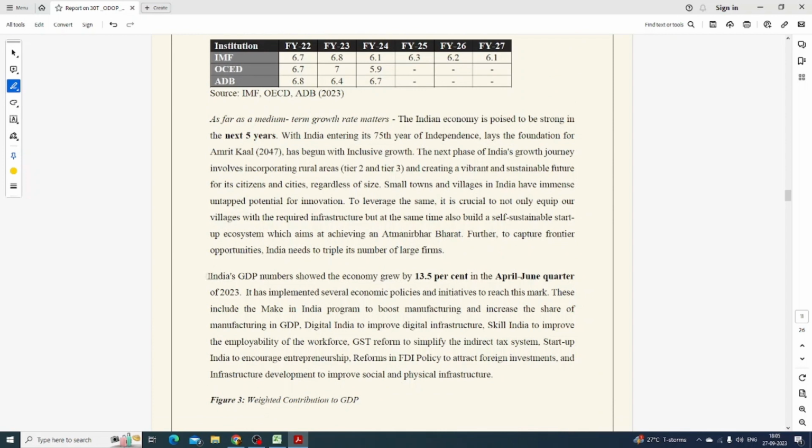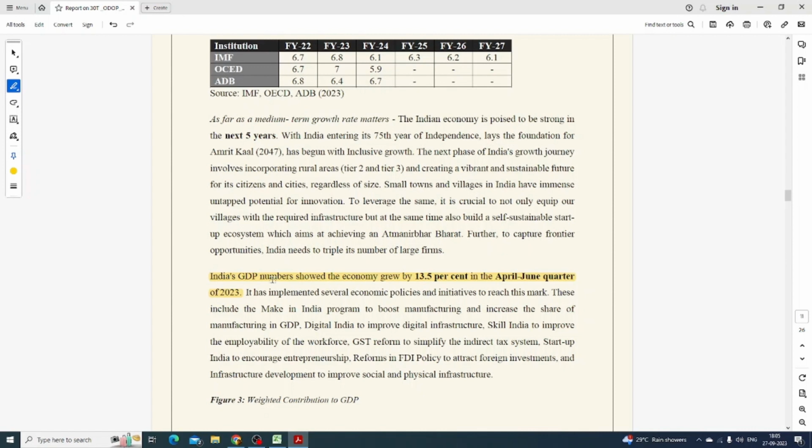Now, after this, we have another point. India GDP numbers showed the economy grew by 13.5% in the April-June quarter of 2023. So you can see, guys, it's the fastest growing economy for this quarter. It's all over the news that our economy from April to June, the first quarter of 2023, had grown by 13.5%. That is basically due to Make in India programs, and then they have production based incentives in the manufacturing sector.